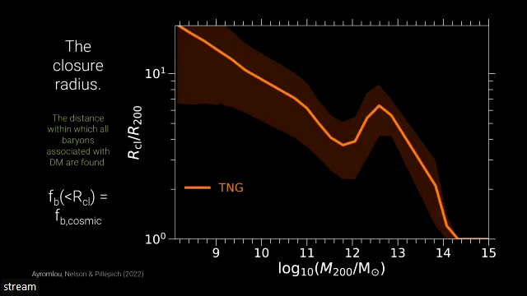This is the answer. This is the closure radius as a function of halo mass, same scale as before. This line is for the TNG simulation. So 0.1, it's huge. This is 10, this is 20. So for low mass galaxies, for stellar feedback, stellar winds throwing stuff out, actually you have to go out to 10 times the virial radius to find all the gas, which should have been in the galaxy.